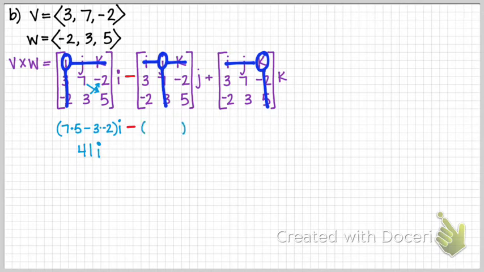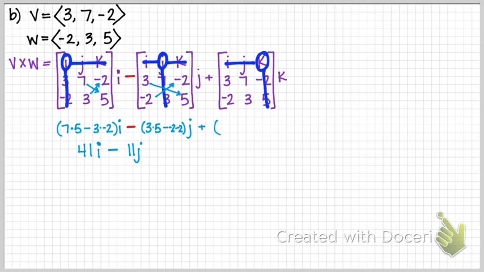So now to find our J term, let's find this determinant. So 3 times 5 minus negative 2 times negative 2. So that means we've got 15 minus 4, and 15 minus 4 is 11. So we've got an 11J there. And we had a minus there before, so I need to still have that minus there now.